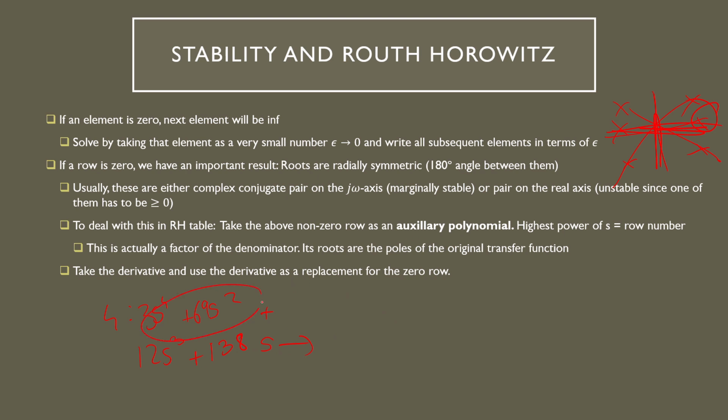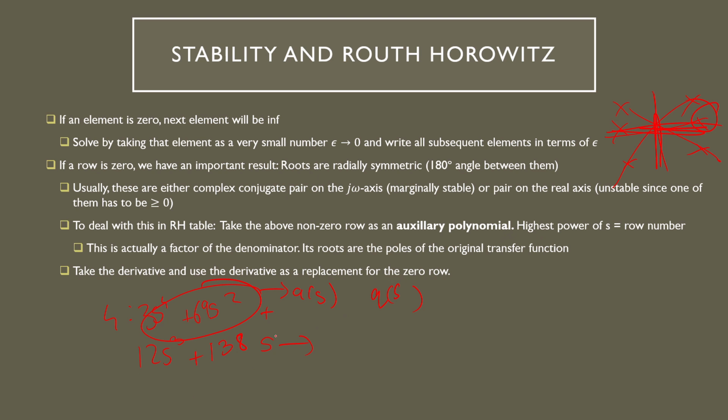This auxiliary polynomial A of s is actually a factor of Q of s, the original denominator, and its zeros are actually going to be poles of the original transfer function. So if you divide Q of s by A of s, you get a new polynomial that gives you a more simplified way to find roots of the original transfer function and to find poles of that transfer function.